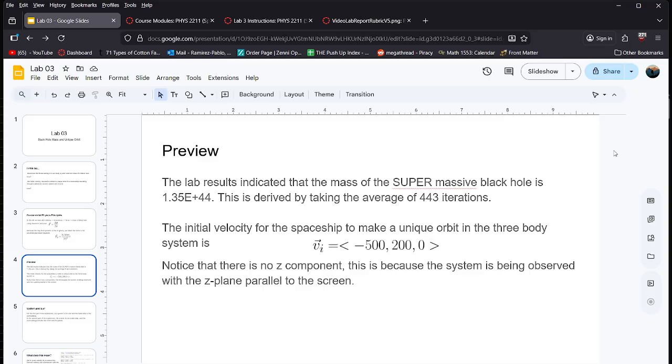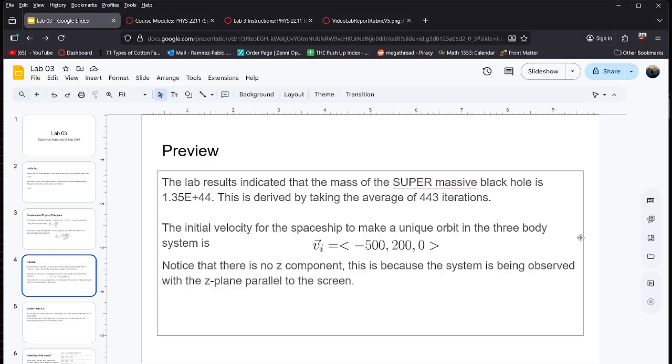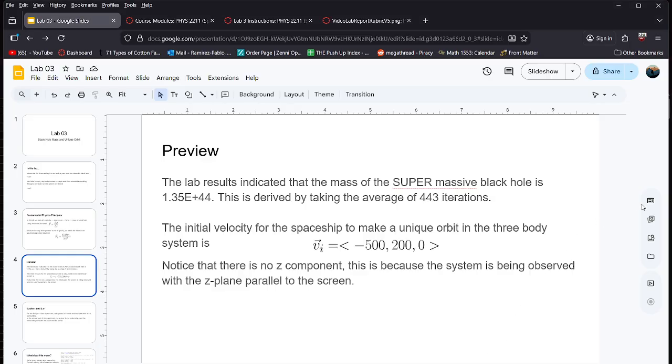As a preview of our results, the lab indicated that the mass of the supermassive black hole is 1.35 times 10 to the 44th. That's 44 zeros after 1.35. This is derived by taking the average of 443 iterations, which I put into an Excel sheet and averaged out. The initial velocity for the spaceship to make a unique orbit in the three-body system is -500, 200, and 0. Notice that there is no z component, because the system is being observed with the z-plane parallel to the screen.